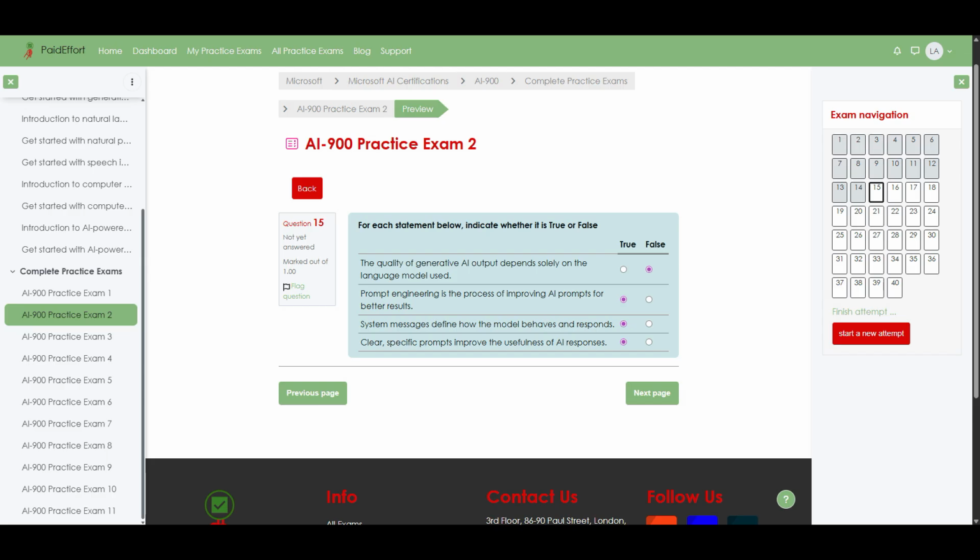The third statement is also true. System messages, which are part of the system prompt, help define the AI's behavior, tone, and boundaries. They're useful for aligning model output with specific tasks or user expectations.